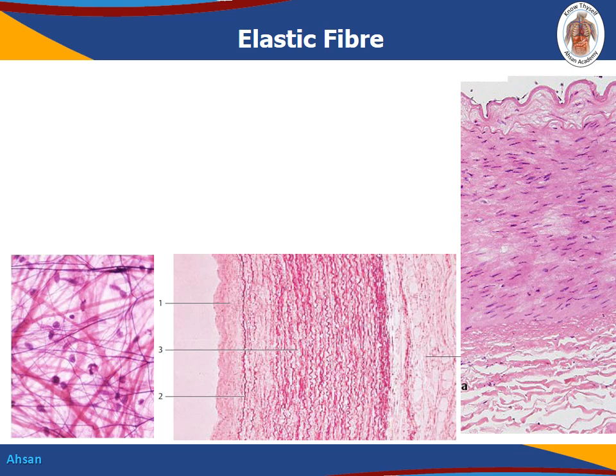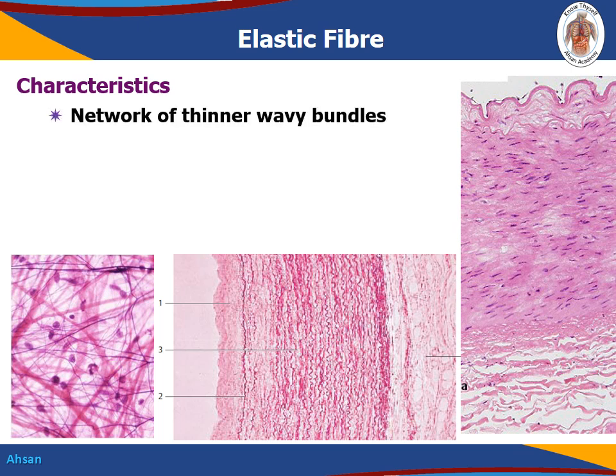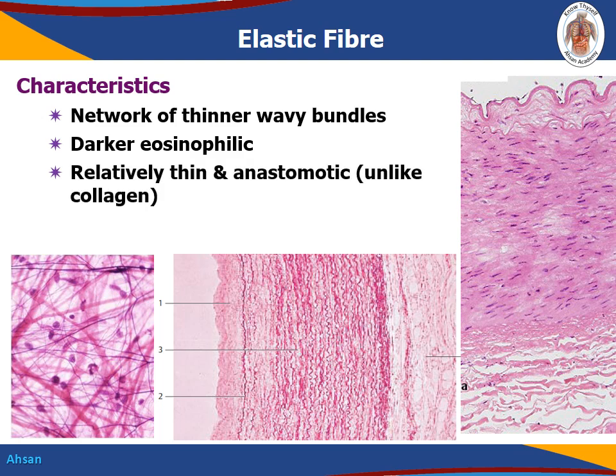In H&E stain, elastic fiber looks like this as shown here in these three figures. They form a network of thinner wavy bundles. In the middle figure, you can see very nicely the wavy bundles in the media of the arterial wall. They are dark eosinophilic and relatively thin, anastomotic, unlike collagen. Collagen usually forms bundles.